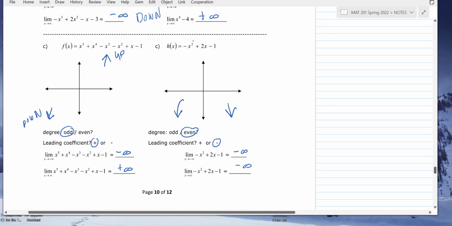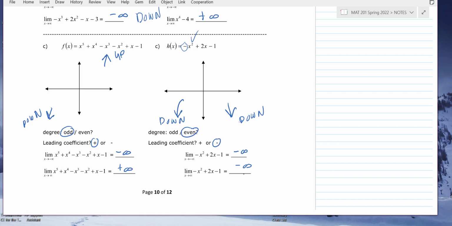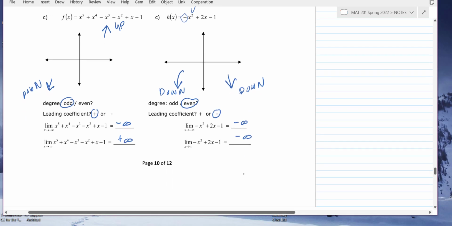Then the last one, you have an even degree. 2 is the highest power. The number in front is negative. That means it's turning downwards. So basically in both directions, the limit is going to go to negative infinity. So as x gets small, y gets small. As x gets big, y gets small also. So that's what you want to do: if you're doing a limit of a polynomial at infinity, you don't need to graph, you just need to know how these polynomials behave graphically.